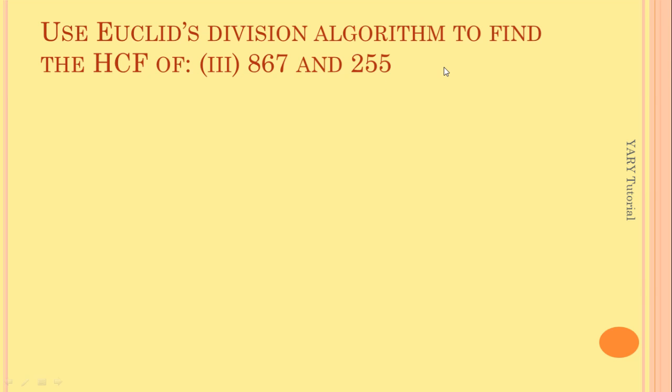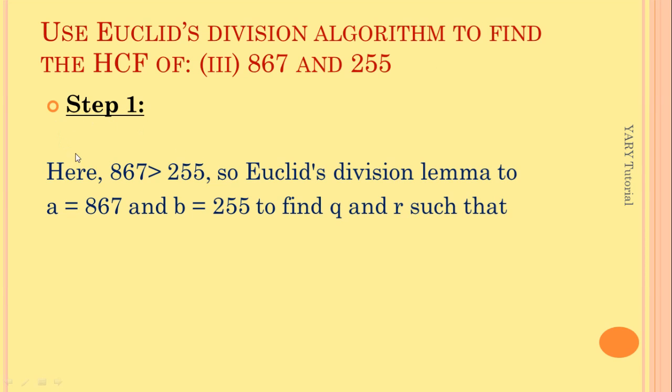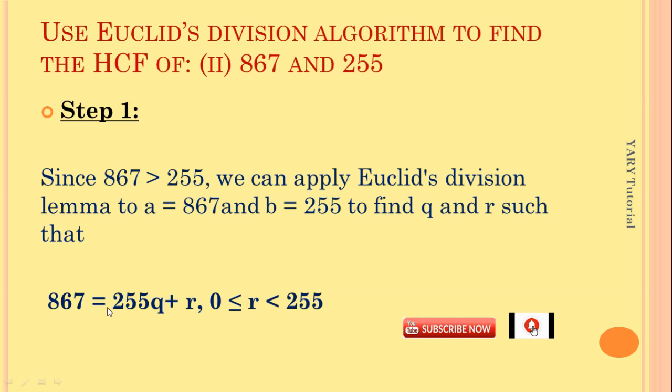Let's proceed to do the solution. Here, as I said, 867 is greater than 255. So we apply Euclid's division lemma to a equal to 867 and b equal to 255 to find the quotient and the remainder. And we will be writing that in this format, that is dividend is equal to divisor into quotient plus r, where r, that is our remainder, will range between 0 and our divisor.